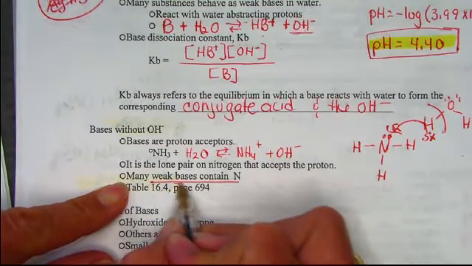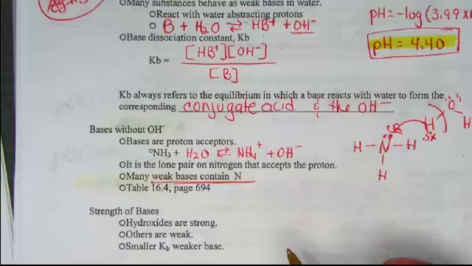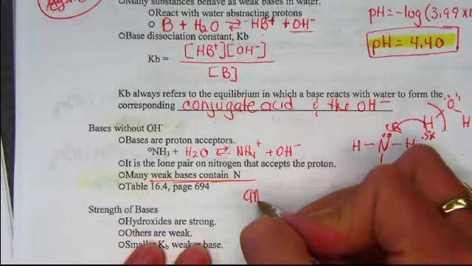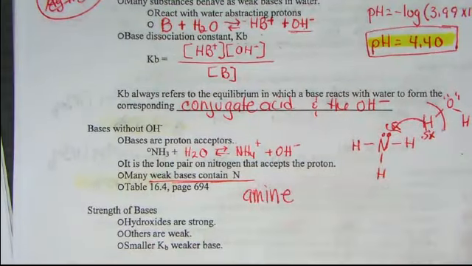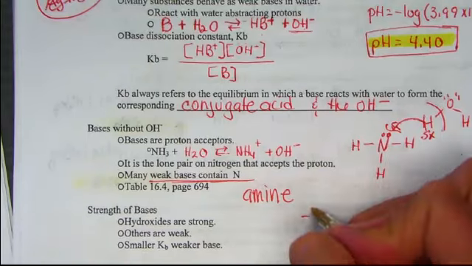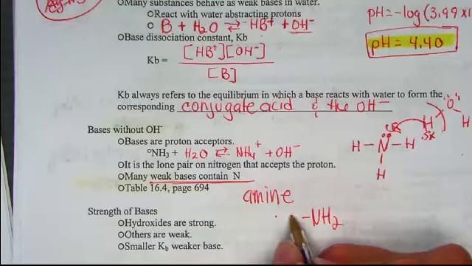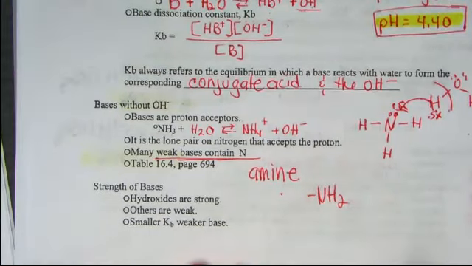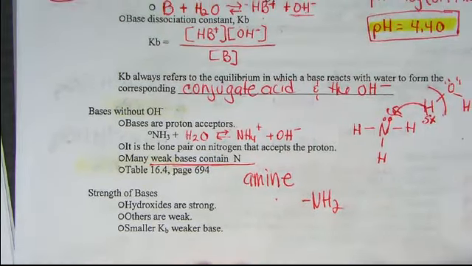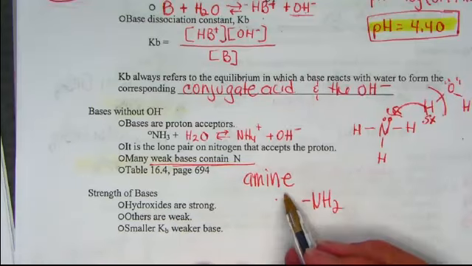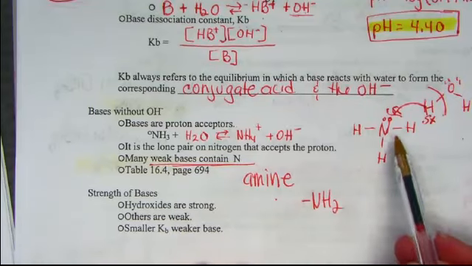Many weak organic bases contain nitrogens. This is a compound known as an amine group in organic chemistry. NH2 with a hydrocarbon chain, so some long hydrocarbon chain connected to an NH2 group, is a functional group known as amine. You can hear that base word in the word ammonia.